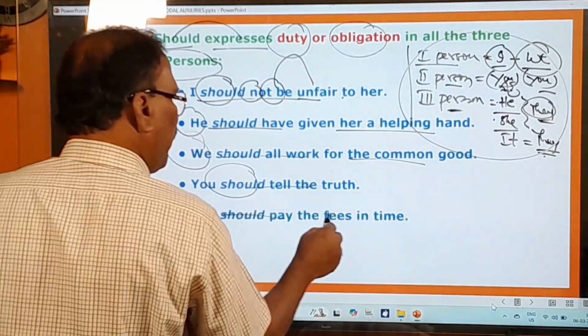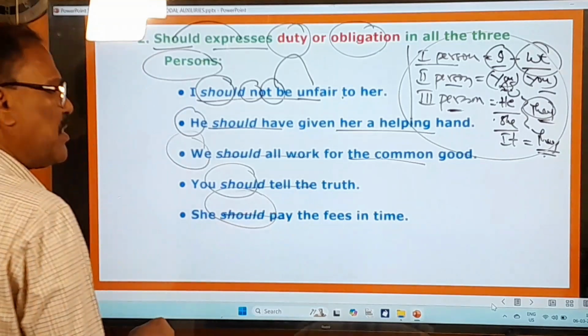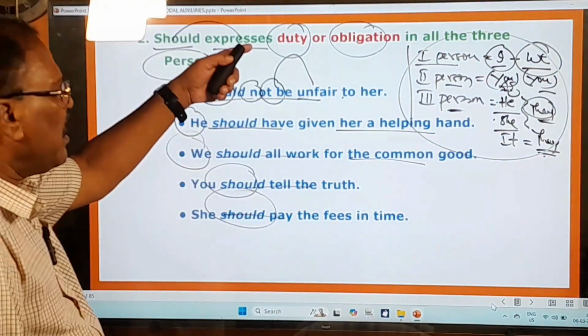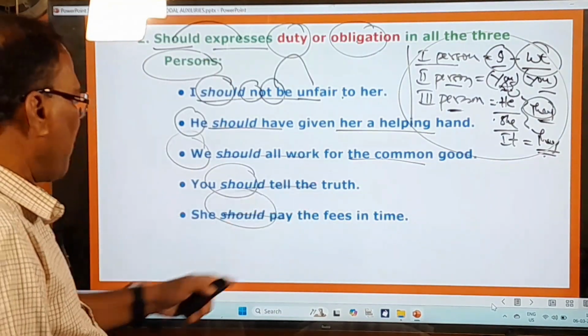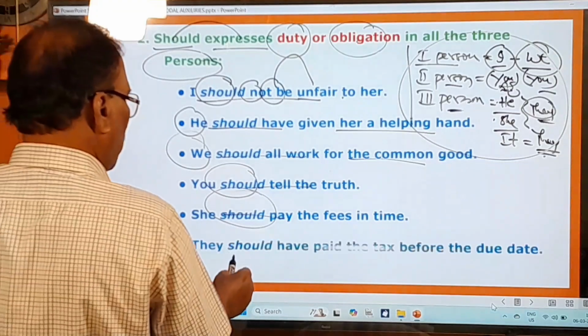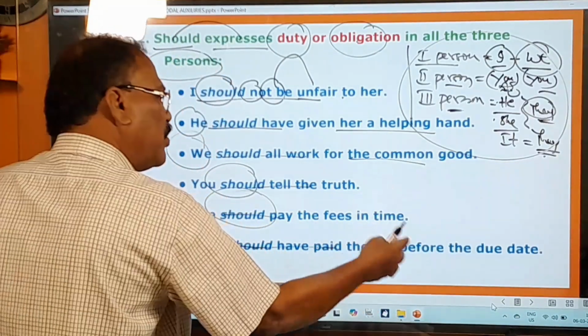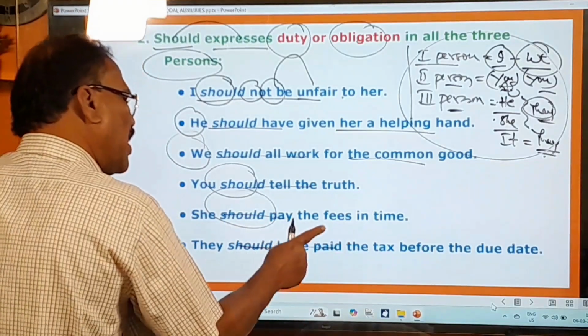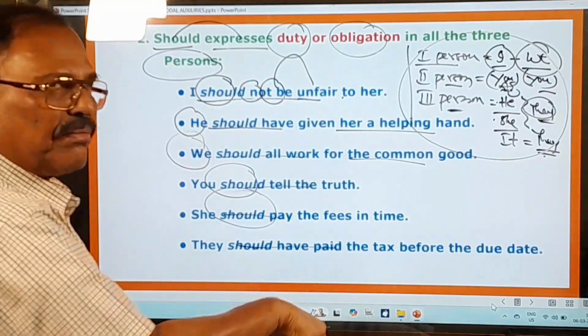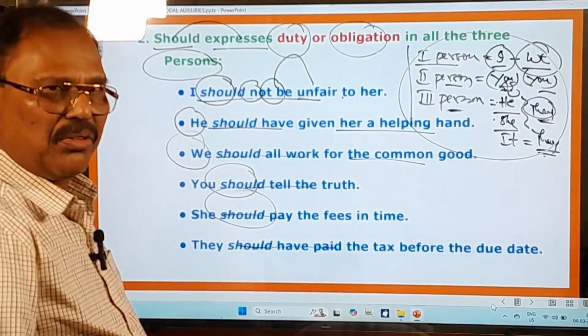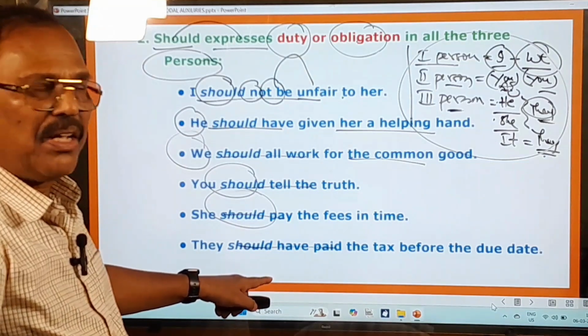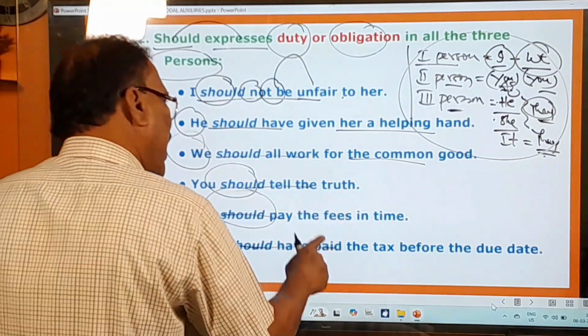And you go to the next one. She should pay the fees in time. It is her duty to pay the fees in time. And here, the last example: they should have paid the tax before the due date. Due date కంటే ముందే వాళ్ళు ట్యాక్స్ చెల్లించి ఉండాల్సింది. అంటే వాళ్ళు చెల్లించలేదు అని ఇంకొక అర్థం వస్తూనే ఉంది. You know that very well. So here they should have paid the tax.